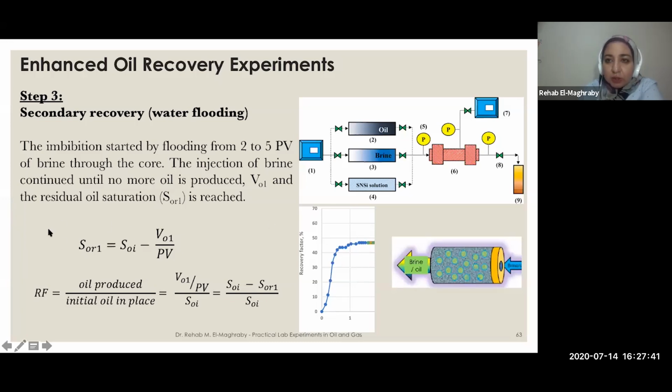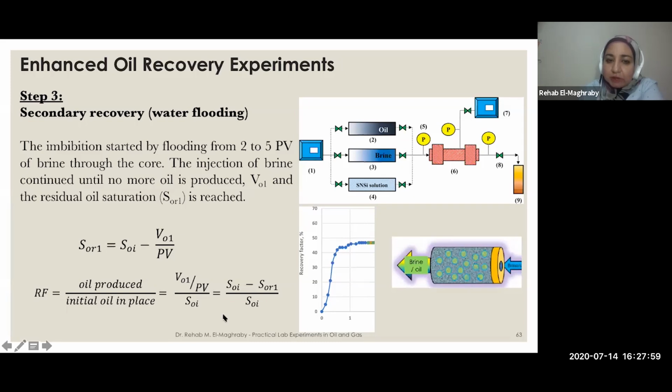So you can calculate the residual oil saturation in your core. It is the volume of oil that you received outside divided by the pore volume, take away the initial oil in place. So this is the equation that you are using to calculate the residual oil saturation.